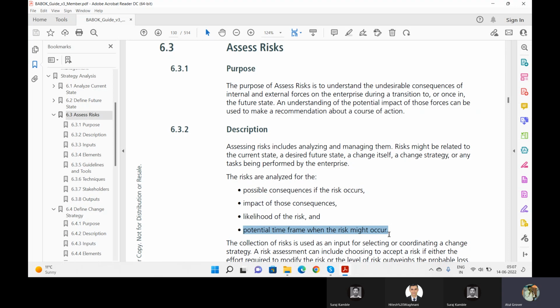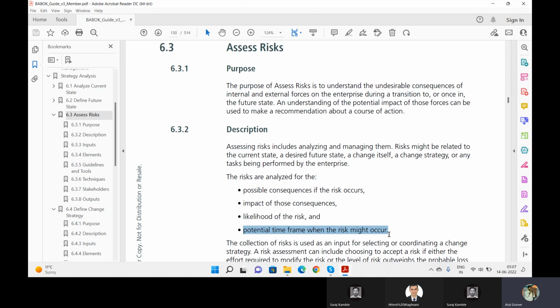You have to identify that if this thing happens, then what will be the consequences? What is the impact? And what is the percentage? What are the chances? What is the likelihood? What is the possibility? What is the probability that the risk will occur? Okay. So these things we have to discuss in assess risk.